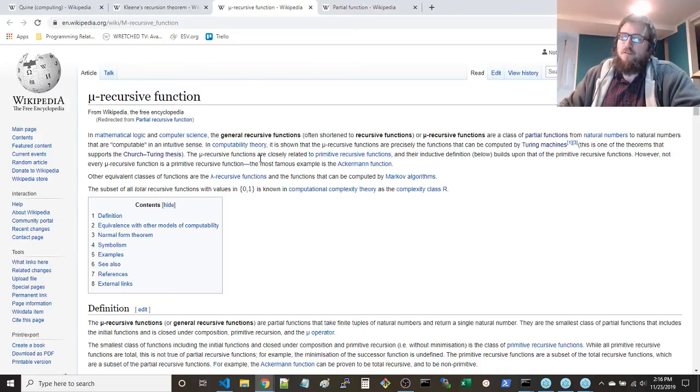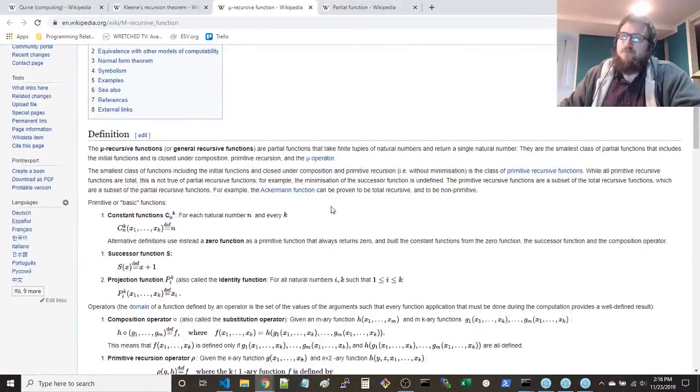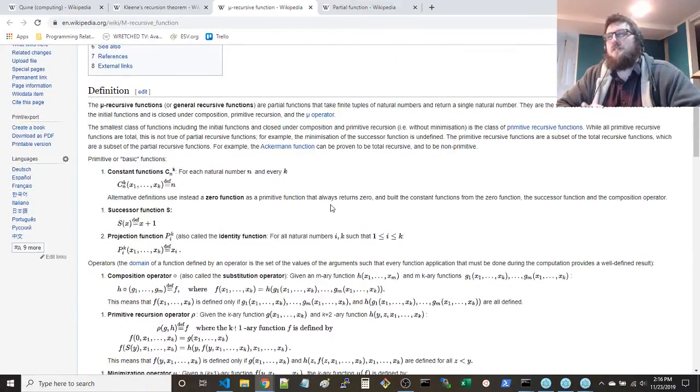So partial recursive or general recursive, mu recursive partial functions that take finite tuples of natural numbers and return a single natural number. They are the smallest class of partial functions that includes the initial functions and is closed under composition, primitive recursion, and the mu operator. The smallest class of functions including the initial functions and closed under composition and primitive recursion without minimization is the class of primitive recursive functions. While all primitive recursive functions are total, this is not true of partial.